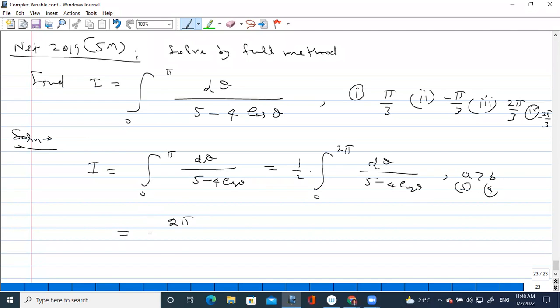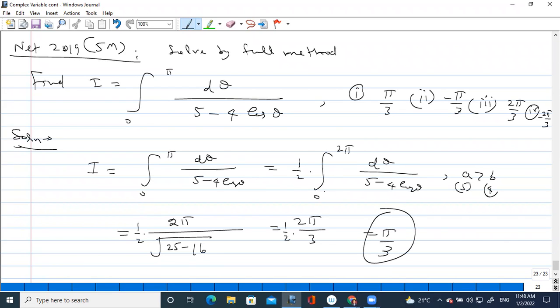So I am using the direct formula: 2 pi by under root a square minus b square. A square is 25, b square is 16. So the answer is 2 pi by 3. Understood? But the 1 by 2 is also there, so the answer is pi by 3. Now if someone ignores this, and instead of taking 2 pi takes only pi, he will not use this 1 upon 2. Then he will give the answer 2 pi by 3, and that is also available in the options.